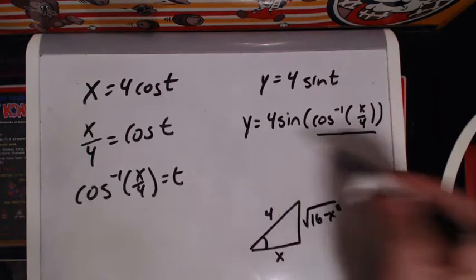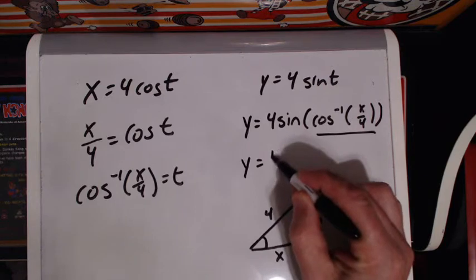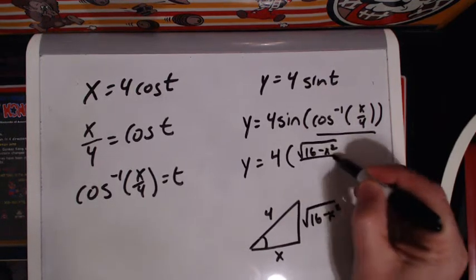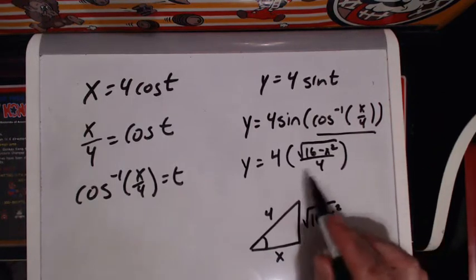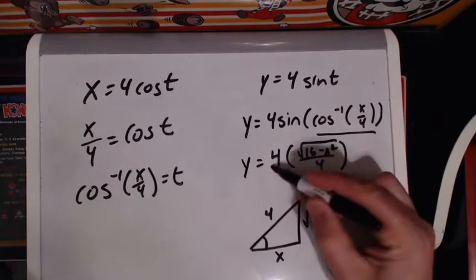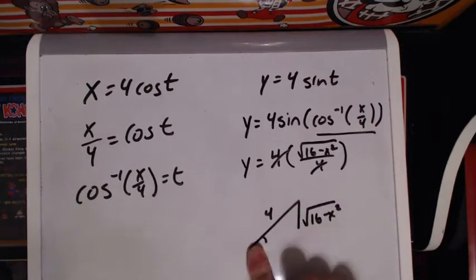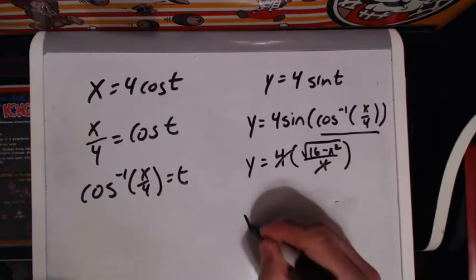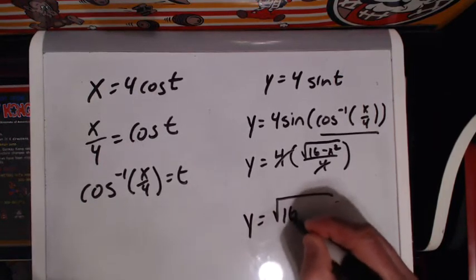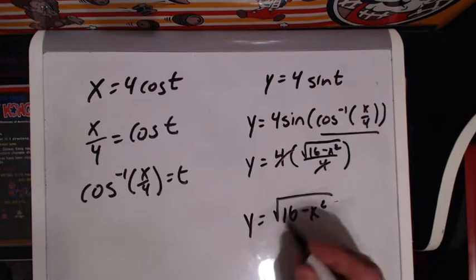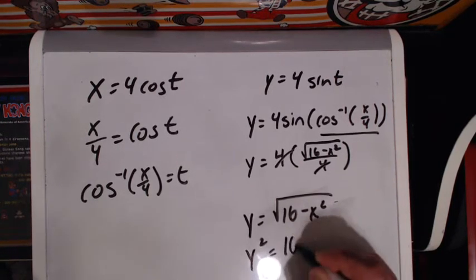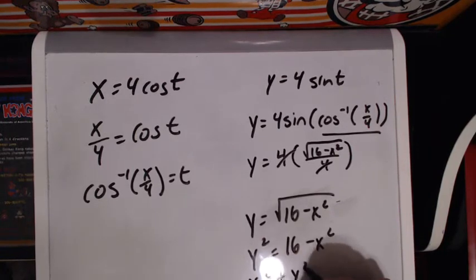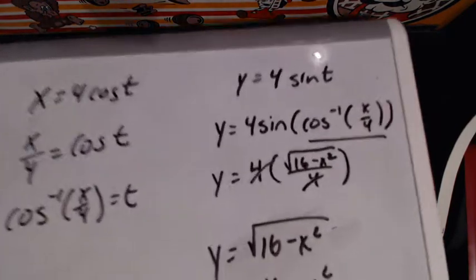So watch. What you get is y equals 4 times the square root of 16 minus x squared all over 4. And what do you notice is going to happen with those 4s? Well, the 4s go away. Let me erase that real quick. The 4s go away, and you get y equals the square root of 16 minus x squared. When you square both sides, you get y squared equals 16 minus x squared. Add the x squared over: x squared plus y squared equals 16.